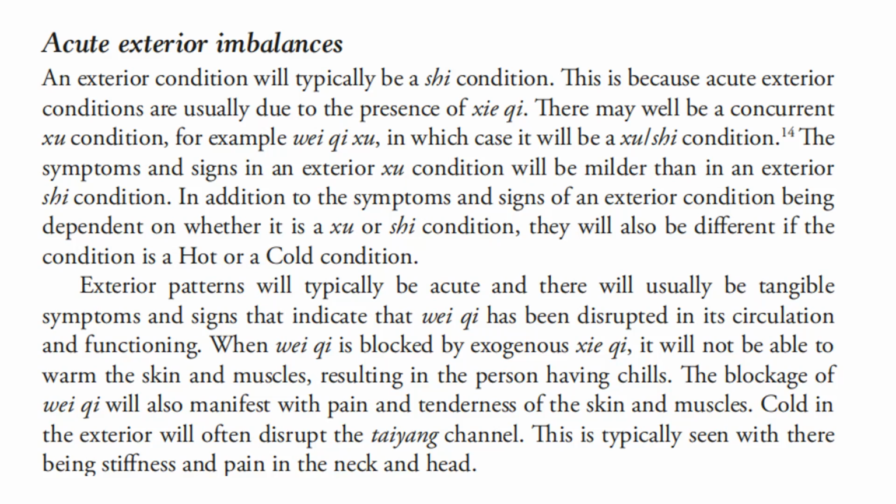Exterior patterns will typically be acute, and there will usually be tangible symptoms and signs that indicate that Wei Qi has been disrupted in the circulation and functioning. When Wei Qi is blocked by exogenous evil Qi, it will not be able to warm the skin and muscles, resulting in the person having chills. The blockage of Wei Qi will also manifest with pain and tenderness of the skin and muscles. Cold in the exterior will often disrupt the Taiyang channel. This is typically seen as stiffness and pain in the neck and head.